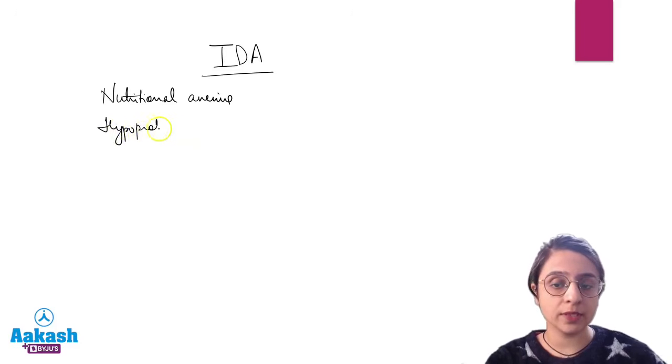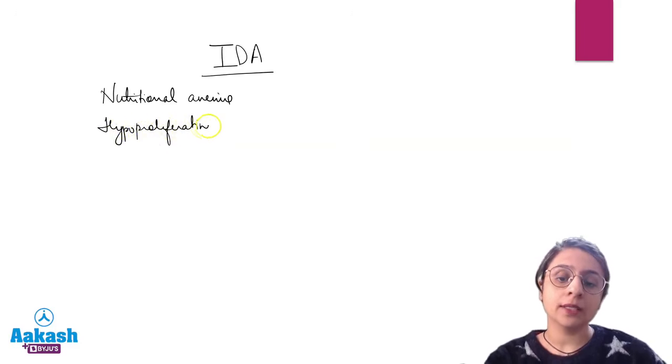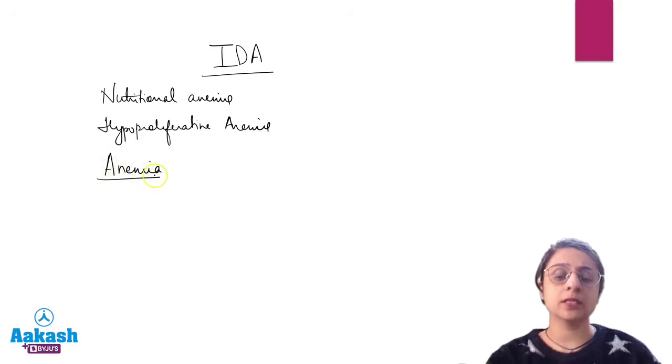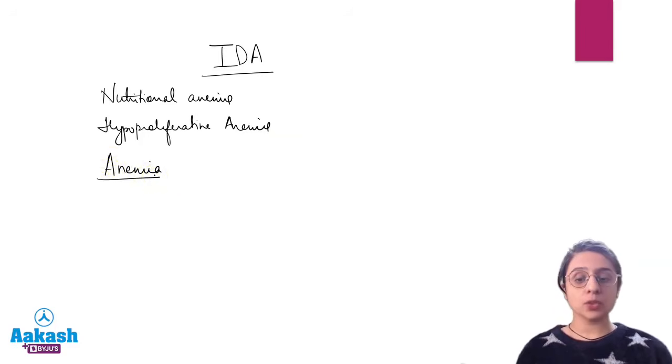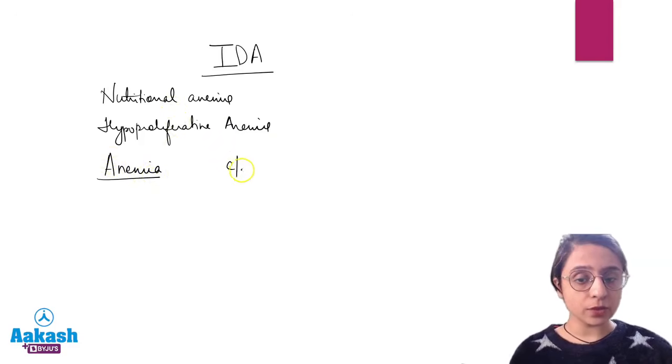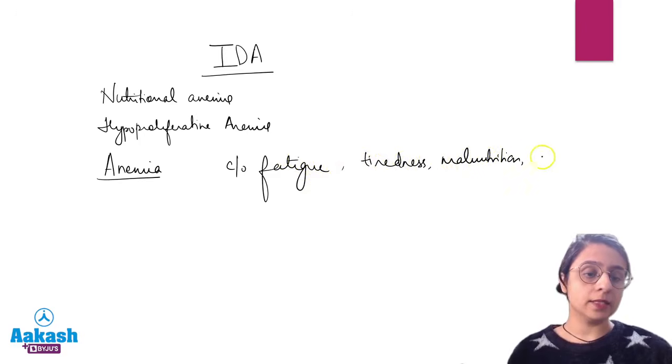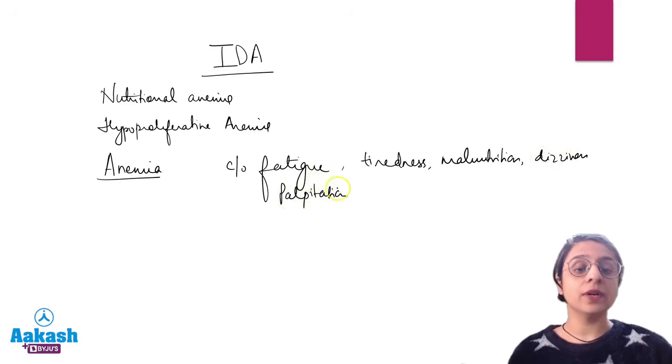So, hypoproliferative anemia. Now, another important aspect is how will you evaluate a patient of anemia? What are the clinical manifestations you expect in a patient of anemia? The patient will come to you with the complaints of, yes, fatigue. Patient will be tired, right? Fatigue, tiredness. Patient may complain of malnutrition, right? Dizziness, palpitations. All these features are secondary due to the deficiency of hemoglobin.